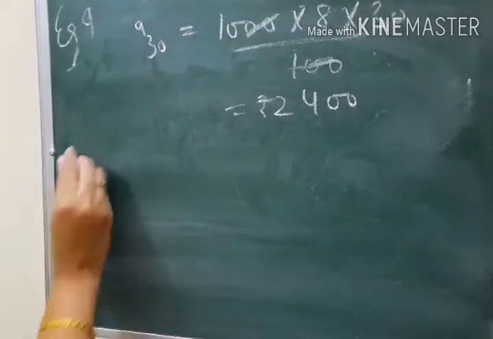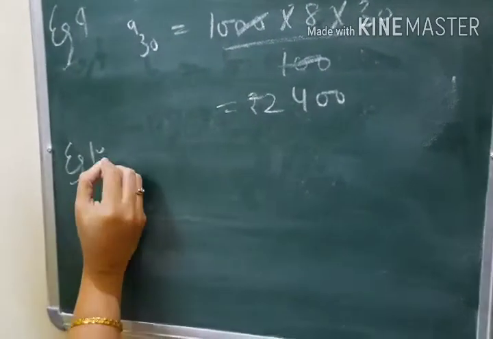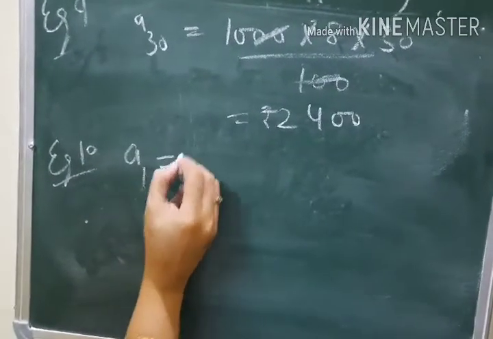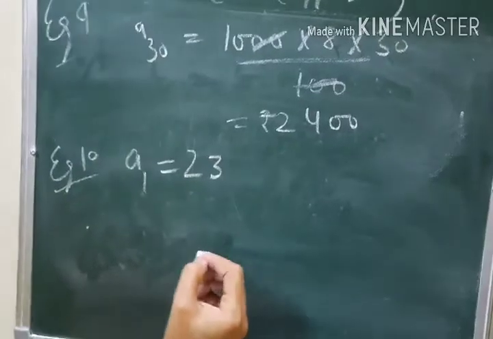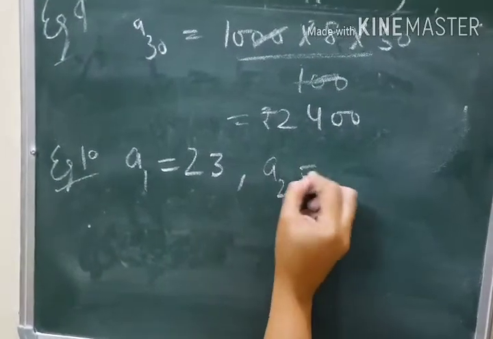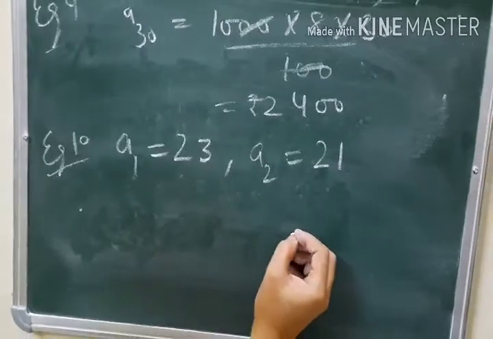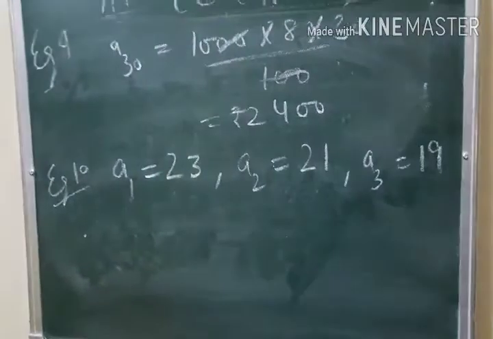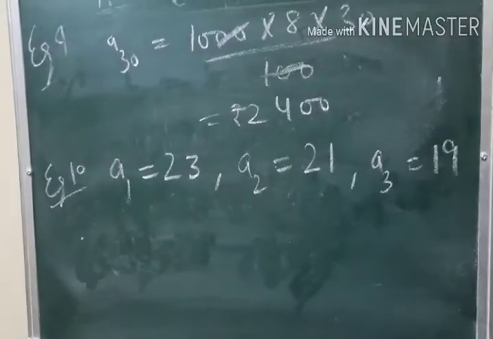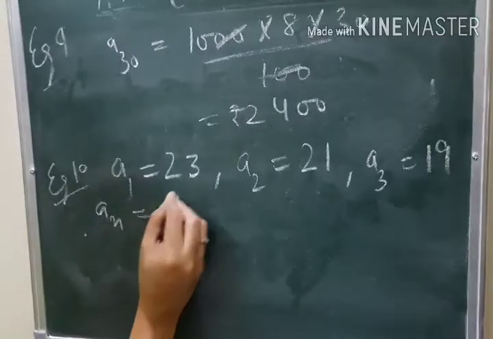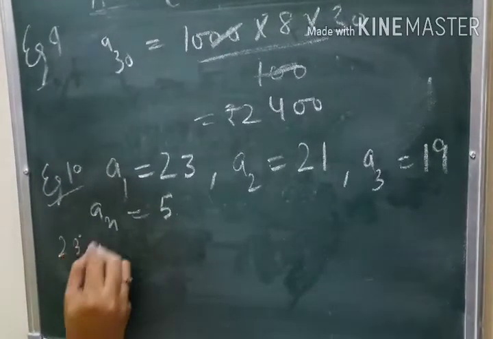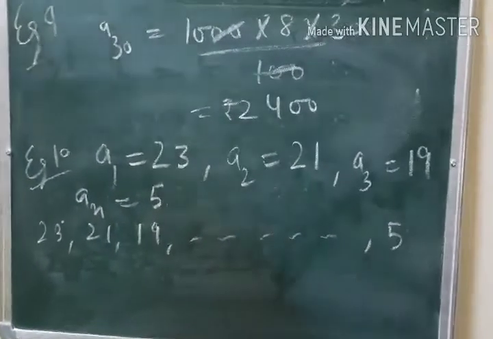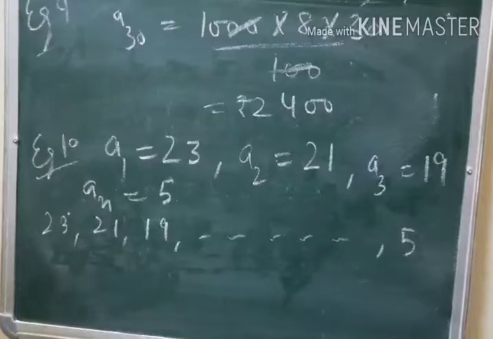Example number 10 now. In a flower bed, there are 23 rose plants in the first row. First row means A1 is given 23. 21 in the second, so A2 is given 21. And 19 in the third, A3 is 19, and so on. There are 5 rose plants in the last row. That means AN is 5. So your AP is 23, 21, 19 and so on till 5. Now you have to find how many rows are there in a flower bed.